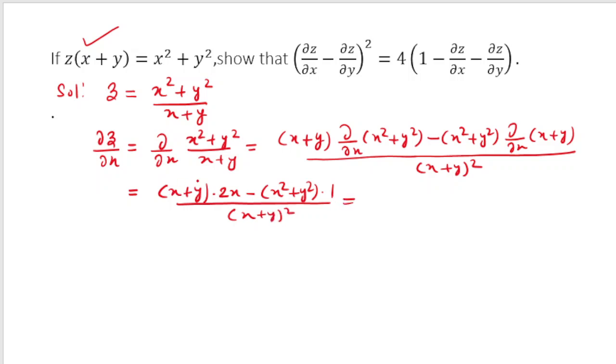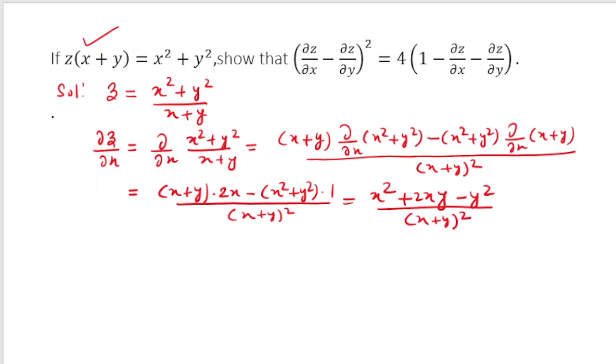Here we get 2x² from this term and minus x² from this. So I will get x², and 2xy, so I am writing 2xy. And from here I will get minus y². So I wrote (x² + 2xy − y²) divided by (x + y) whole square.